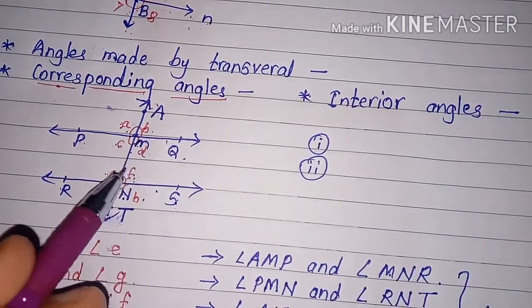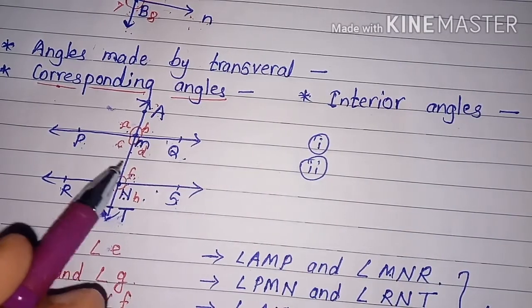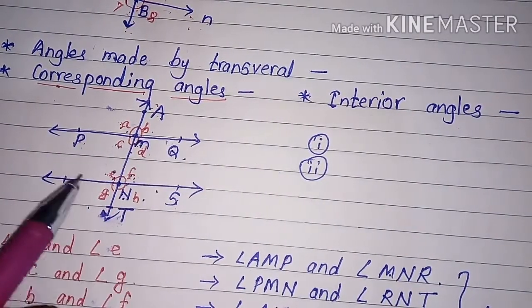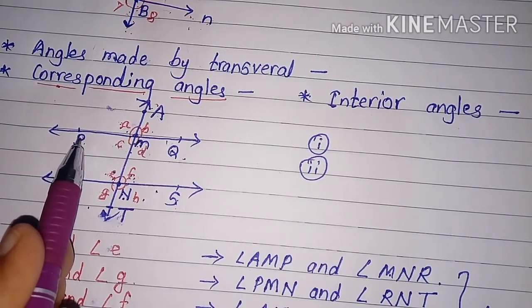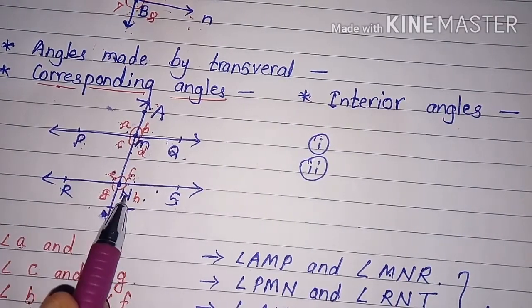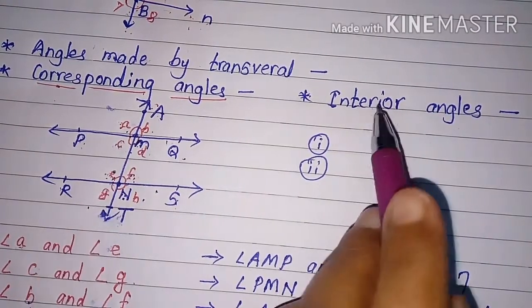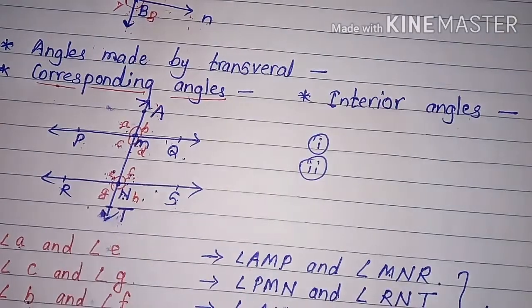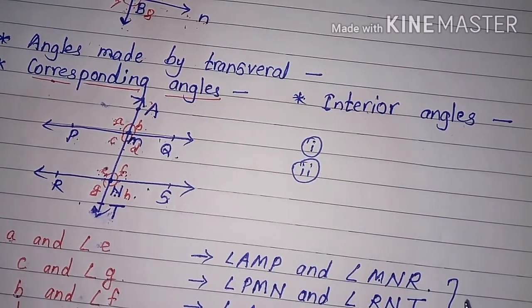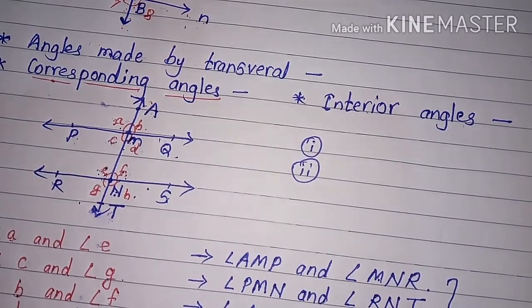And interior angles are supplementary. Now here angle PMN and angle MNR. These both pairs are interior angles and they are supplementary. Supplementary means addition of these two angles is 180 degrees. Complementary means 90 degrees. Addition of two angles is 90 degrees, it is complementary. And addition of two angles is 180 degrees, it is supplementary.